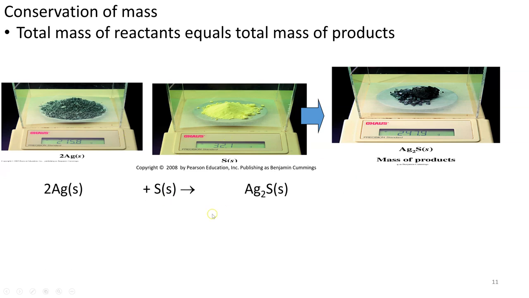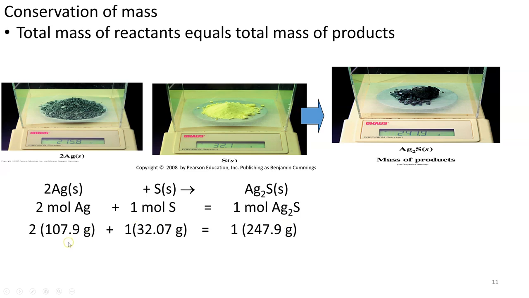So here's your balanced reaction. I'm going to put how many moles of each you have. So you have 2 moles of silver, 1 mole of sulfur, 1 mole of silver sulfide. Add up the masses. 2 times 107.9 gives us the 215.8 we saw here. 1 times 32.07, the mass of this. And then 1 mole of this, 247.9, just add up the mass of the elements in the compound, right? 2 silvers, 1 sulfur. So notice, total mass of the reactants equals total mass of the products.